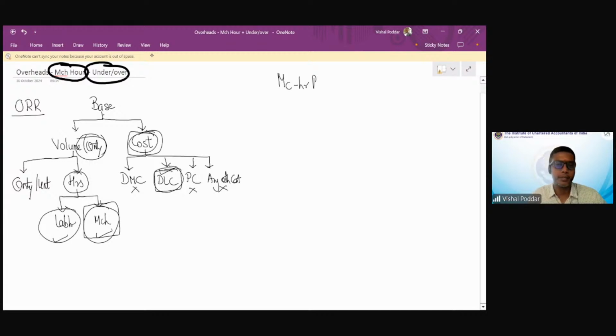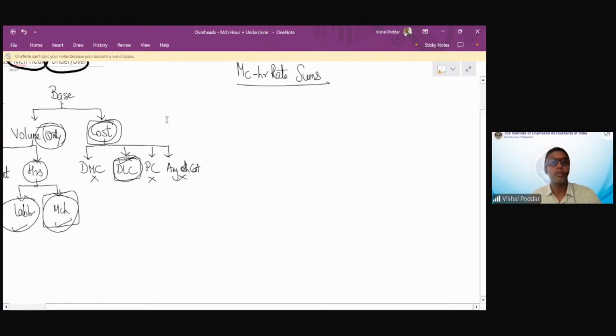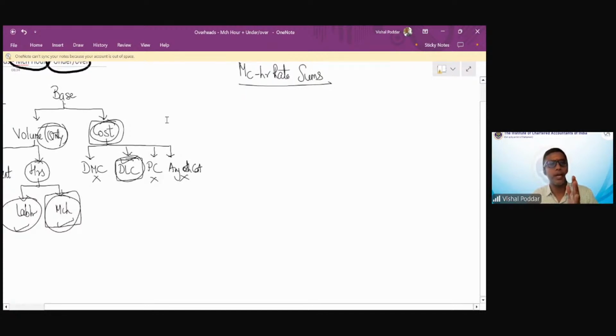What are these machine hour rate sums? In this case, instead of doing primary, secondary, and all those steps, we are directly given data of only one of the production departments, which is a machine department. So let us say in our original example, we had three production departments, A, B, C, and service departments X and Y. Out of that, let us say we are given only data of department B, which is your machine department. Now, what you are required to do is find out the ORR of this machine department. Now, ORR is primary, secondary, total of that divided by the base.